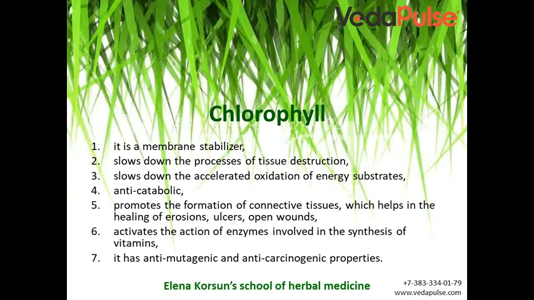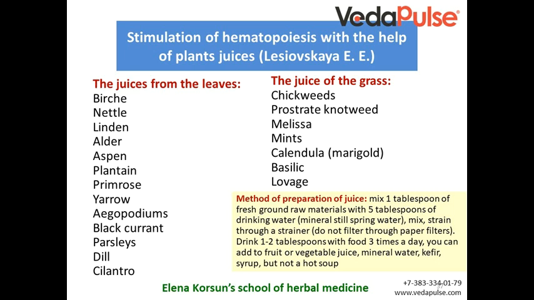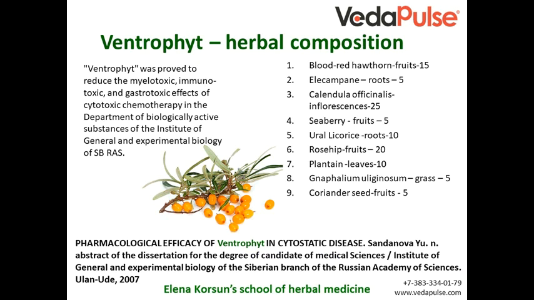Also, our other colleagues, such as Elena Lisiovskaya from St. Petersburg, highlight the effects of juices of leaves and herbs of various medicinal plants, such as nettle, parsley, dill, aegopodium, blackcurrants, and so on. In one city in the Buryatia Republic, the Ventrafit herbal composition was manufactured. It contains hawthorn, calendula and inula. And there was also a Ph.D. work dedicated to proving the effects of this composition.